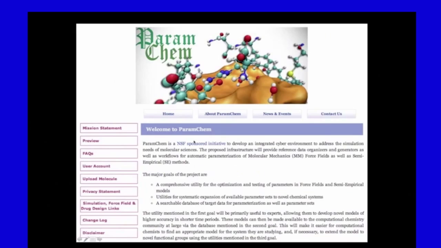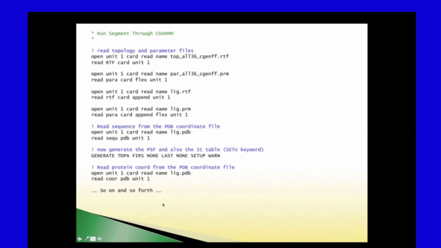We read in the coordinates, and then so on and so forth, like we did before, right? We save out the PSF, we can do some minimization, you can do whatever you want to at this point. But this will get the coordinates of your ligand read in.